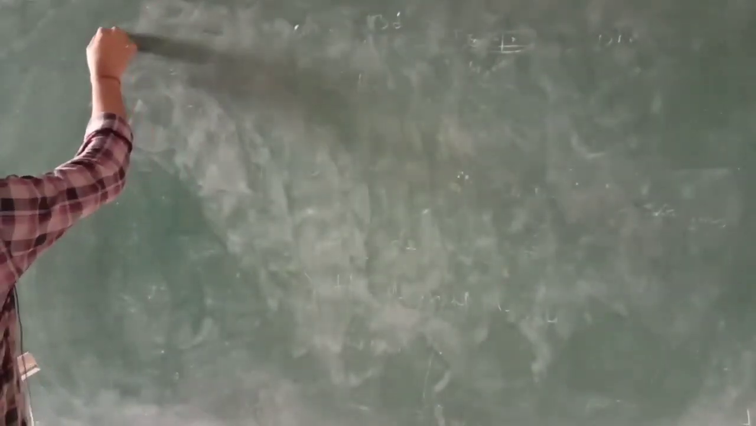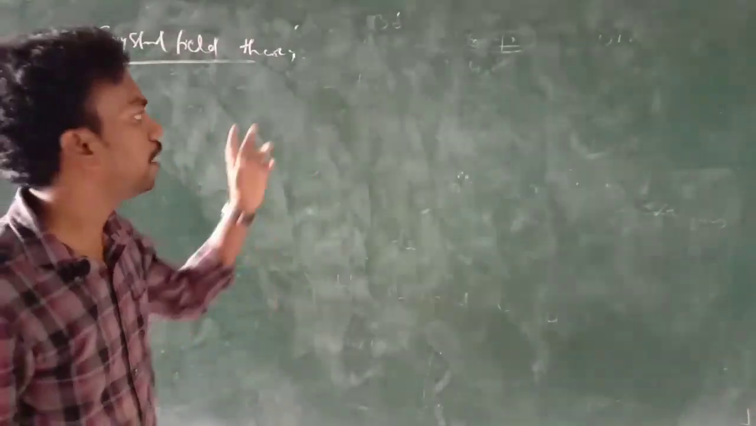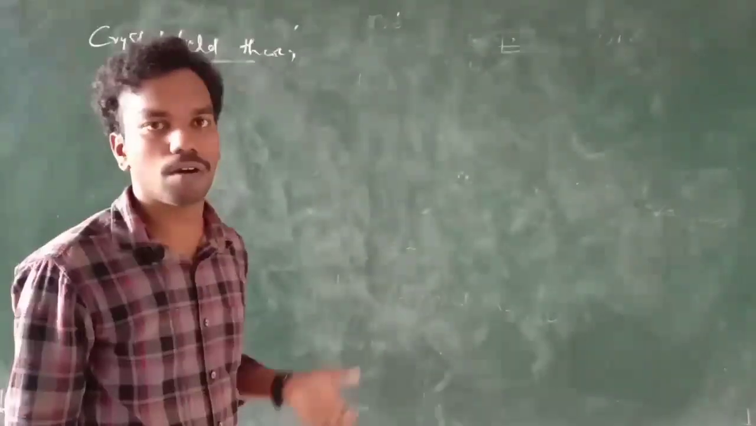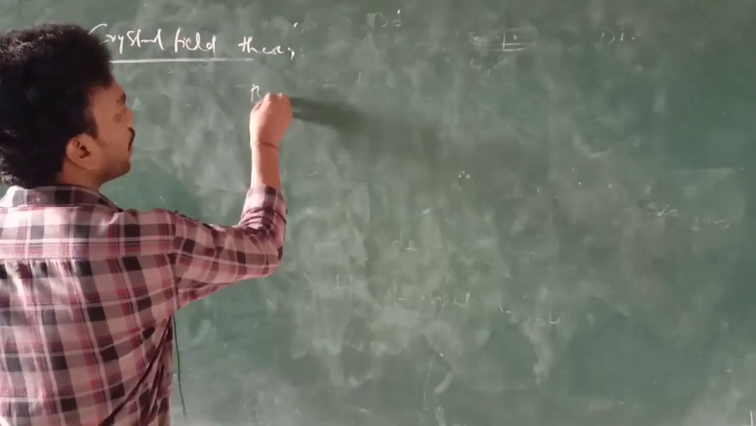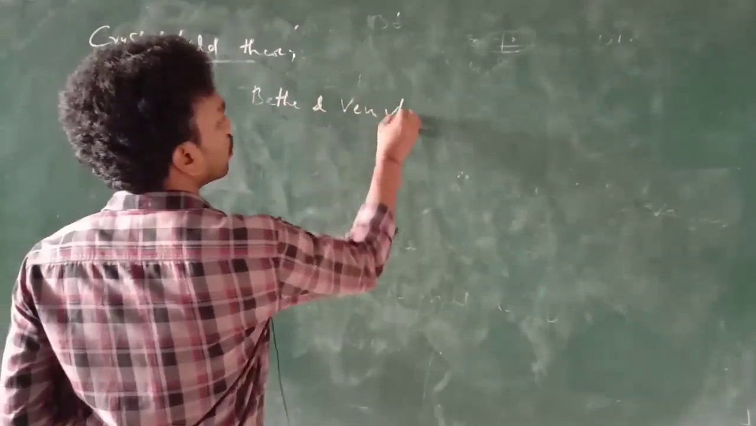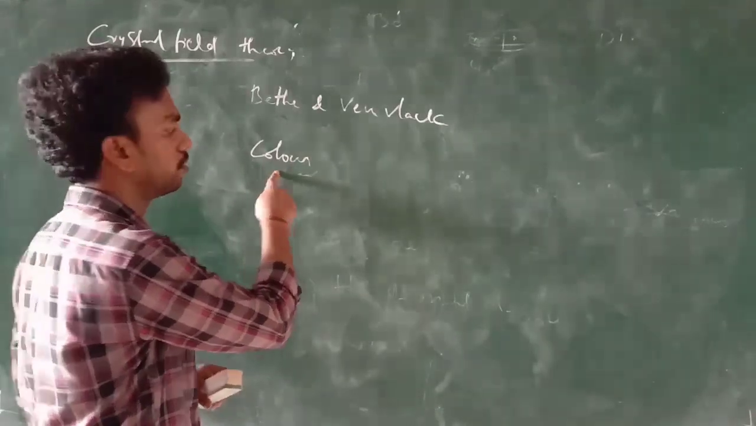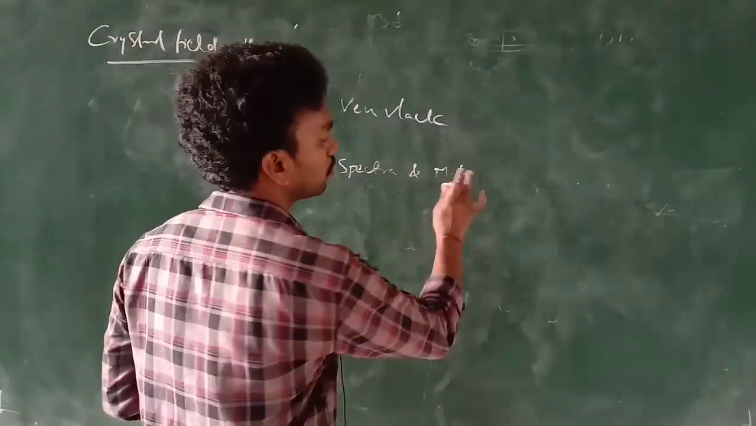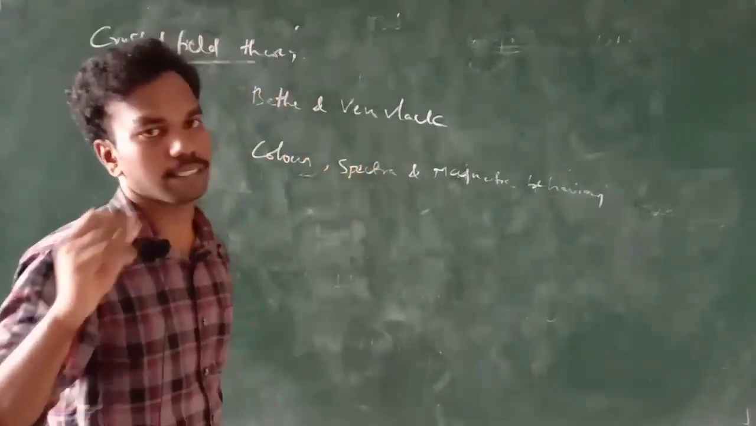Okay, the next theory, crystal field theory, CFT. This is a very important theory in coordination chemistry. Valency bond theory cannot satisfy all the properties of complexes. Crystal field theory was developed by Bethe and Van Vleck, in order to explain color, which is not explained by valency bond theory, the spectra of metal complexes, and the magnetic behavior of different complexes.